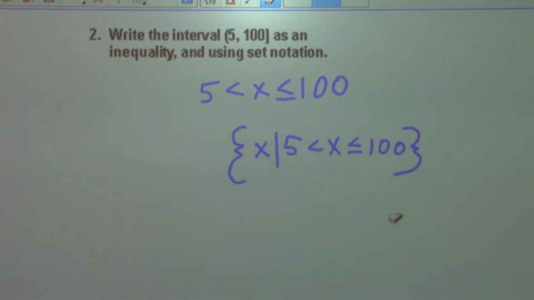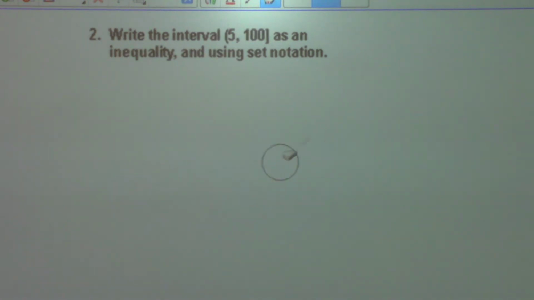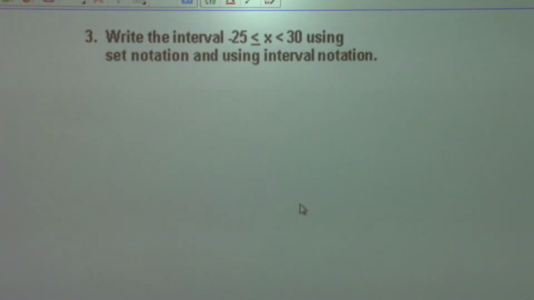Questions on this? The thing I like about these exercises so far is they explore the different representations. Okay, next one. Write the interval. We have an interval here using set notation and interval notation.